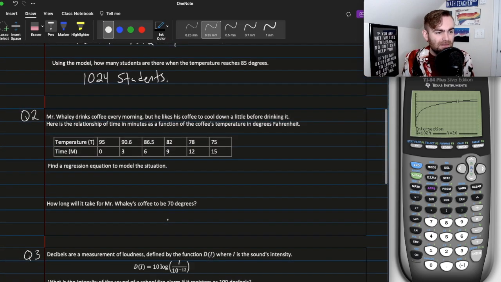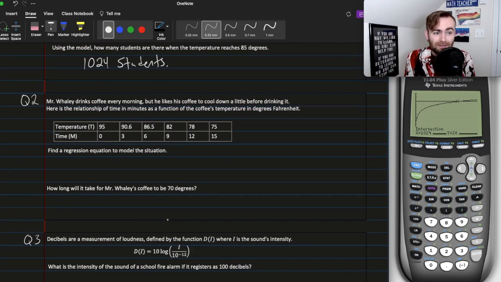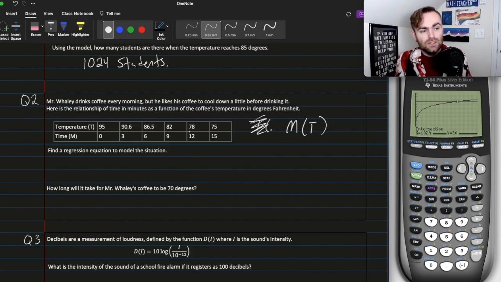Let's continue, shall we? So I like to drink coffee every morning, but I don't like it to burn my face when I drink it. So I need it to cool down a little bit. So here's a relationship between the temperature of the coffee and the time in minutes. So what we want is minutes as a function of the coffee's temperature. We want m of t. So the m is the output, the t is the input.